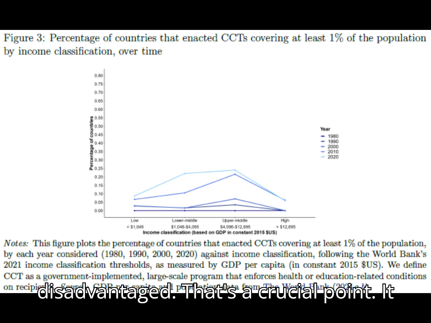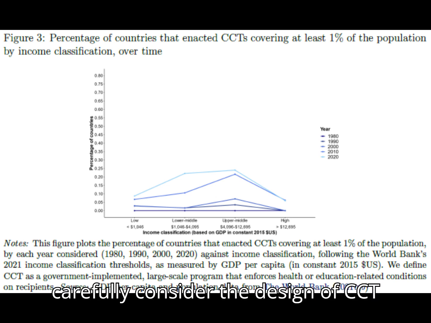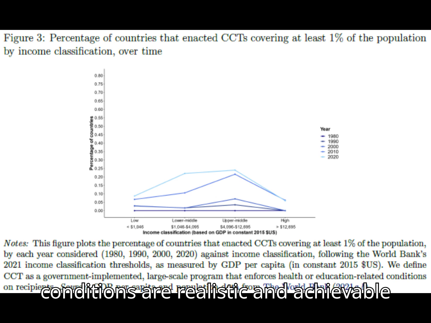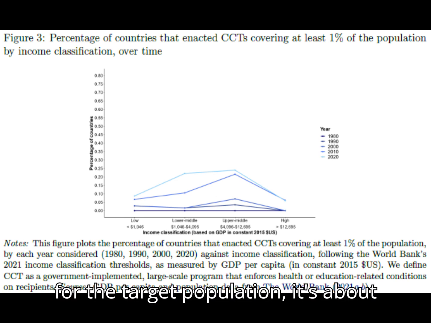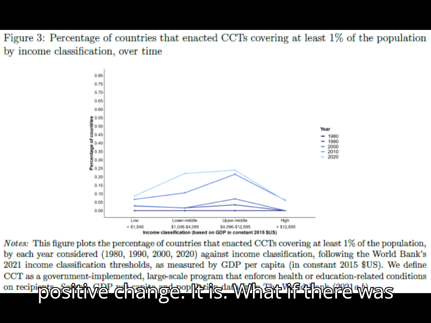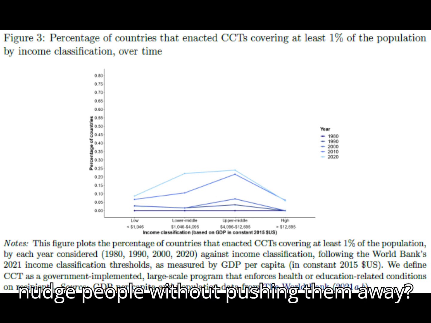That's a crucial point. It is. And it highlights the need to carefully consider the design of CCT programs, and to ensure that the conditions are realistic and achievable for the target population. It's about striking that delicate balance between providing a safety net and promoting positive change. What if there was a way to soften that conditionality, to nudge people without pushing them away? That's where the intriguing concept of labeled cash transfers comes in. Think of it as a middle ground between UCTs and CCTs. I'm intrigued. Tell me more.